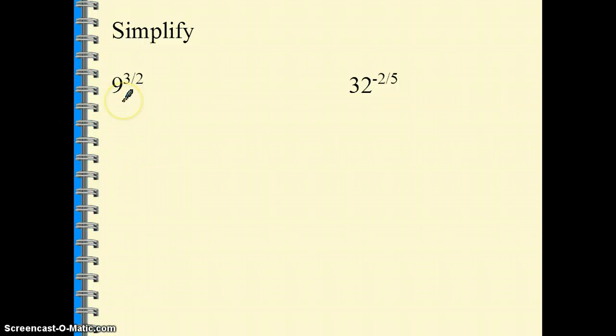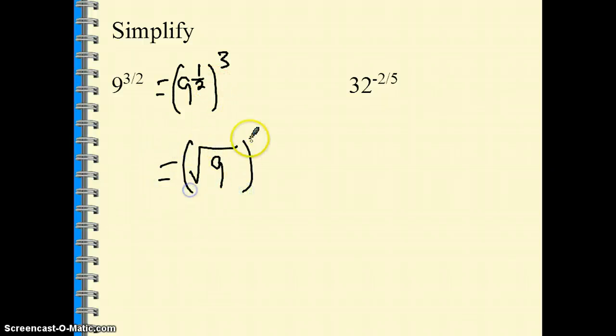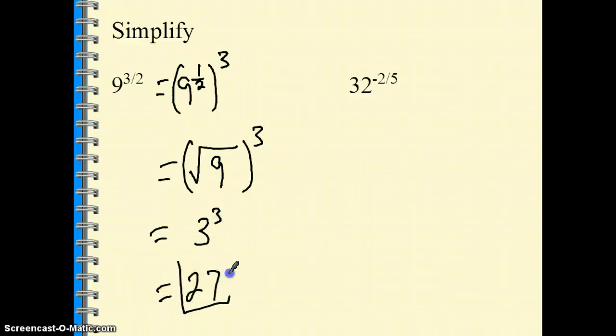For instance, 9 to the 3 halves. What this means is we can rewrite this as 9 to the 1 half, and that quantity raised to the power of 3. Well, we know 9 to the 1 half is just the square root of 9, and we want to raise that to the power of 3. The square root of 9 is 3, and 3 cubed is equal to 27. So 9 to the 3 halves is equal to 27.